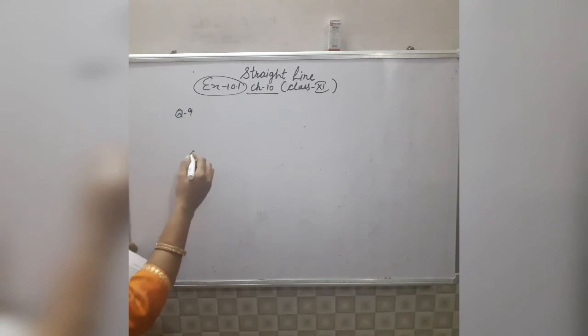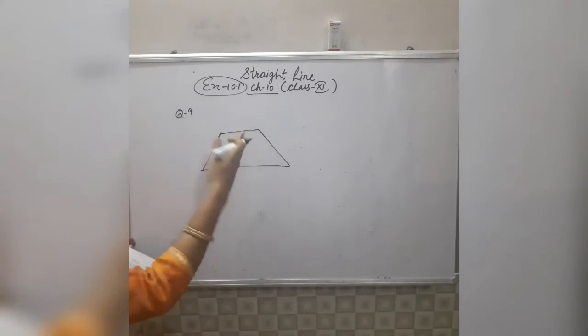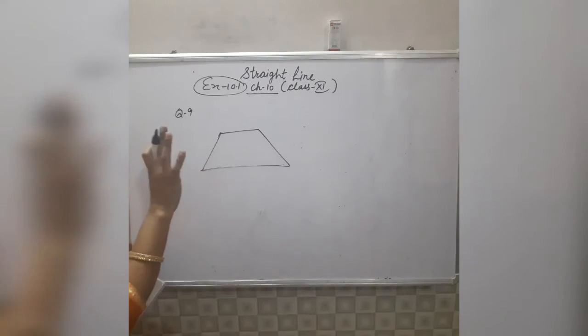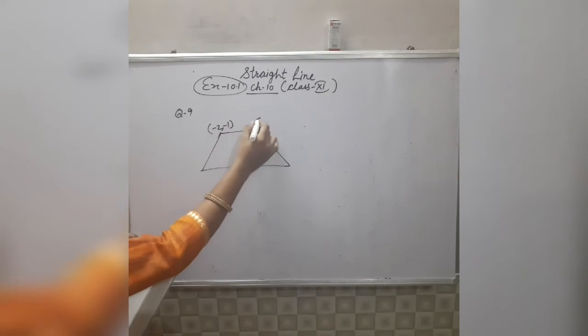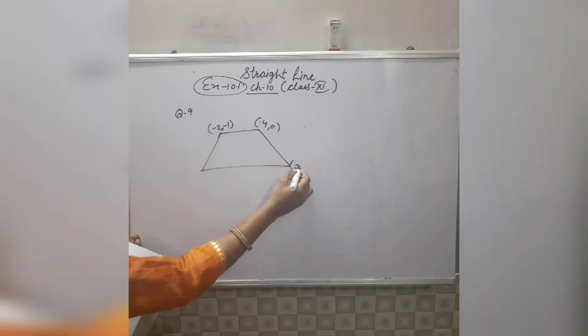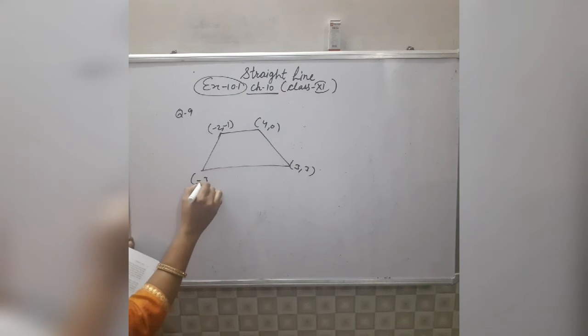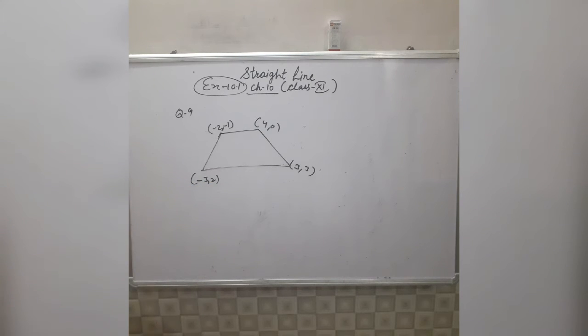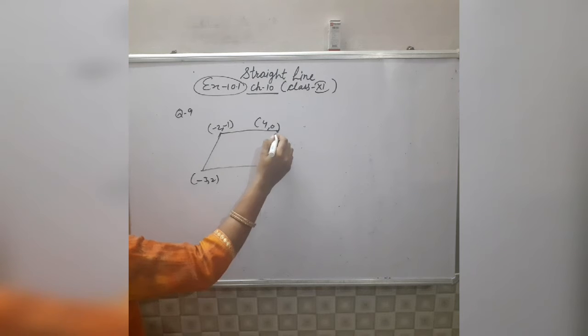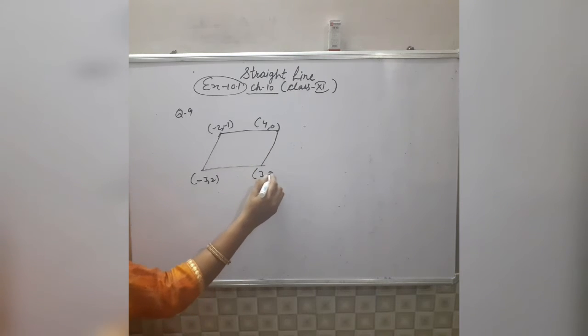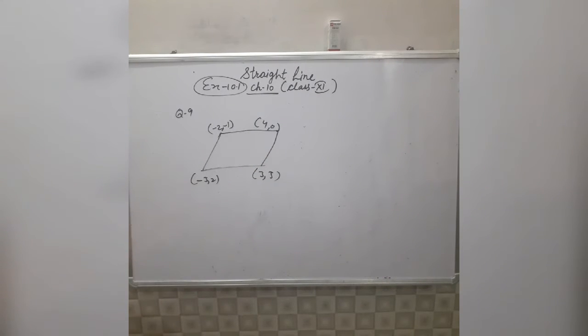In this question, without using the distance formula, 4 points of a parallelogram are given to you. Roughly draw any parallelogram, no need to take exact coordinates. So these points are minus 2 comma minus 1, 4 comma 0, third is 3 comma 3 and the fourth one is minus 3 comma 2. Sorry, we have to take a parallelogram. So let us suppose this is the parallelogram. This third vertex is 3 comma 3.